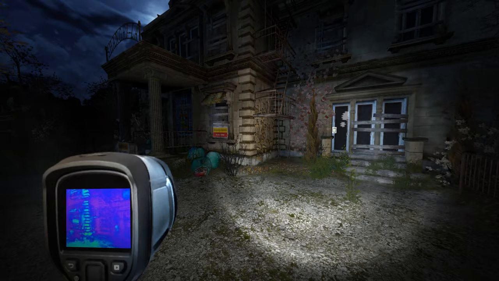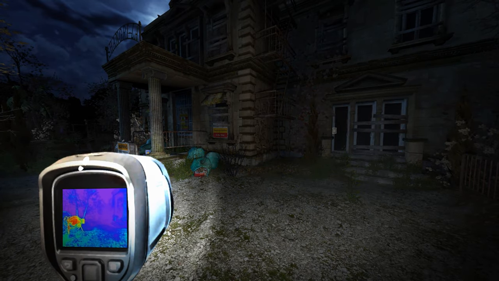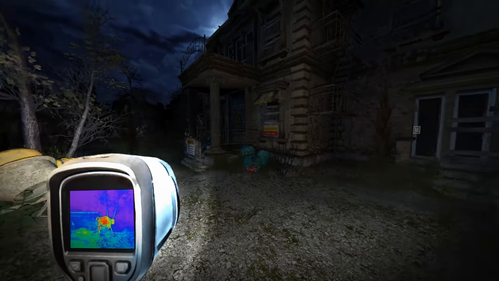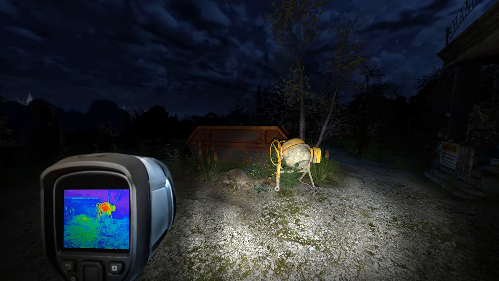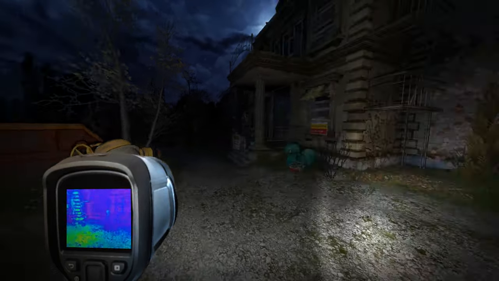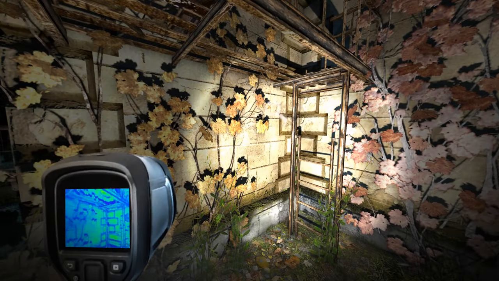Yeah, let's go check out the attic. What's so hot over here? This little cement mixer, I think, is what that is. I want to check out that chair where we saw the figure.